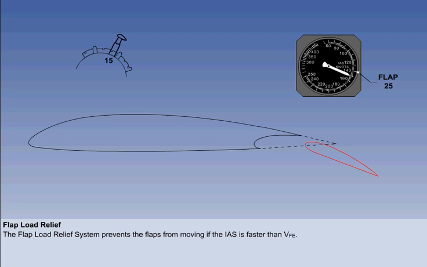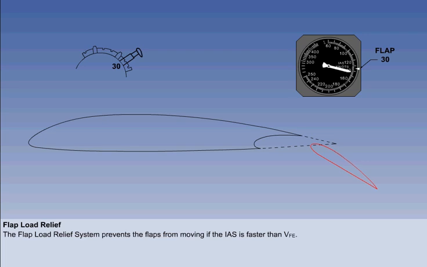In this example, flaps 25 has been selected at too high an indicated airspeed. In other words, above VFE for flaps 25. The flap load relief system prevents the flaps from moving. The aircraft is now slowed to VFE for flaps 25, and the flaps move down to 25 degrees. The indicated airspeed is now reduced to VFE for flaps 30. When flaps 30 is selected, the flaps move down to 30 degrees.